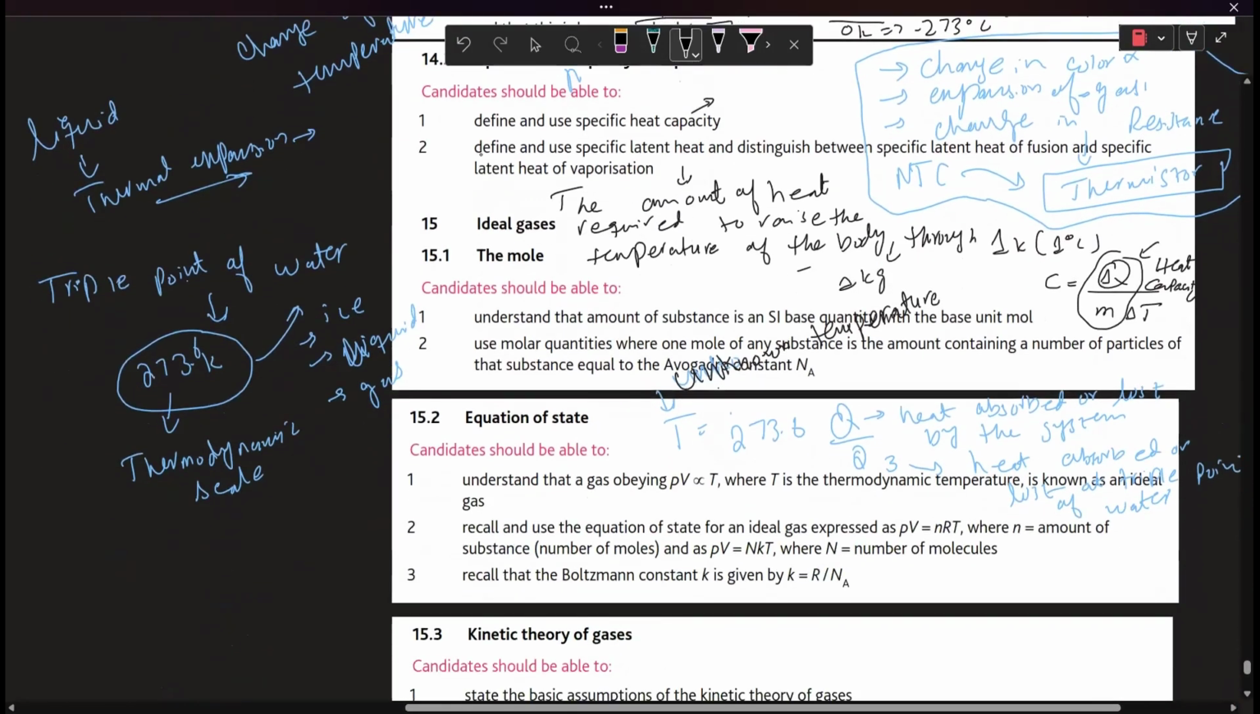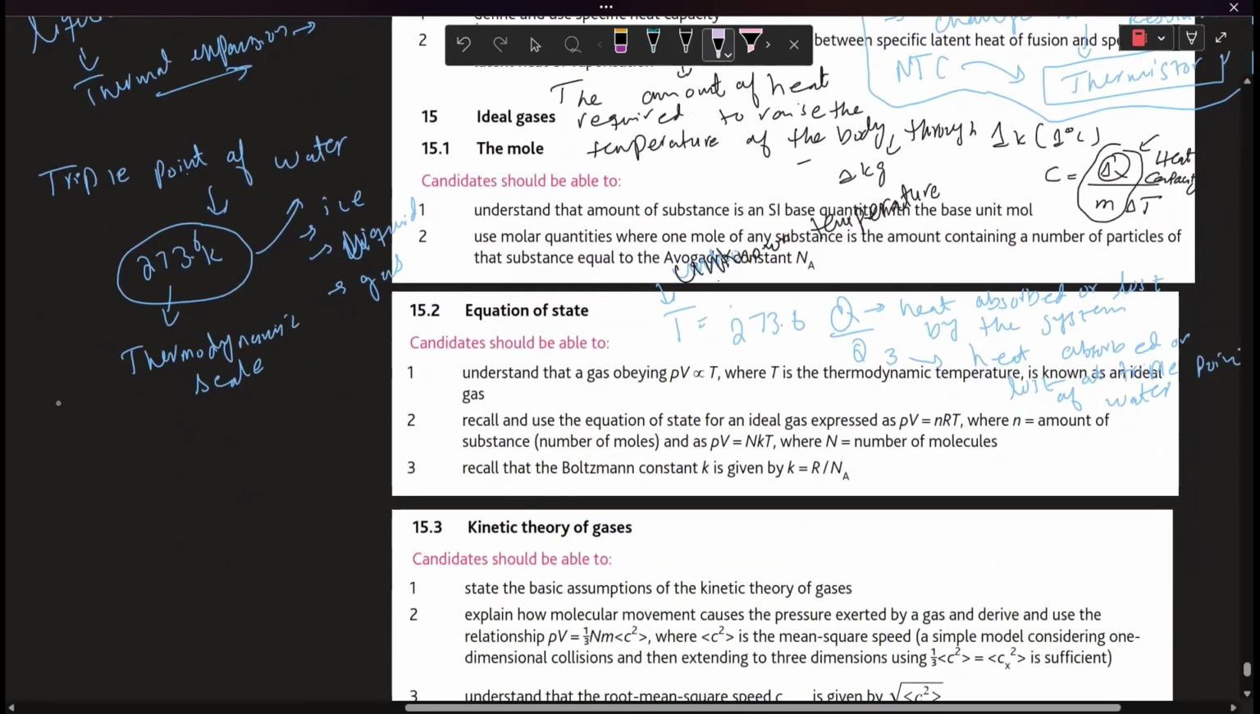Then we have specific latent heat. Latent heat comes under fixed temperature. Latent heat of fusion and vaporization are both given as Q equals mL. If it's fusion, it would be LF. If it's vaporization, it would be LV.